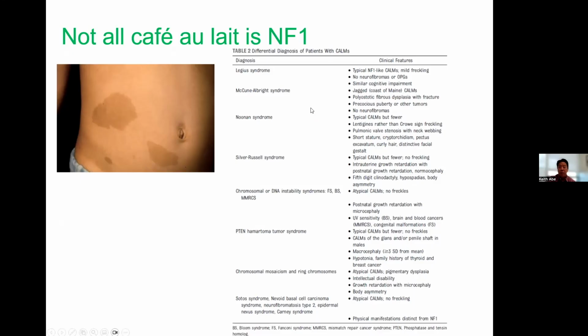So that would be helpful to know so you don't keep worrying and monitoring for other related problems. And there's a whole host of other conditions that can have cafe au laits and other clinical findings that are not NF1. But in general, they will have fewer and not meet the criteria for the skin findings. So there's still a genetic condition, but not meeting the NF1 criteria, except for the Legius.